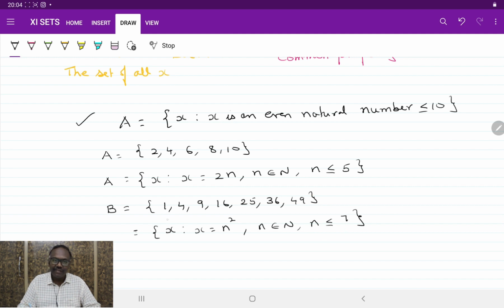If n takes a value 1, we get 1 square. If n takes a value 2, we get 2 square. If n takes a value 3, it's 3 square, and so on till, if n takes a value 7, it is 7 square. So we can write the set builder form as the set of all x such that x is equal to n square, n belongs to natural numbers, n less than or equal to 7. I hope all of you understood how to write the set builder form in this way also.